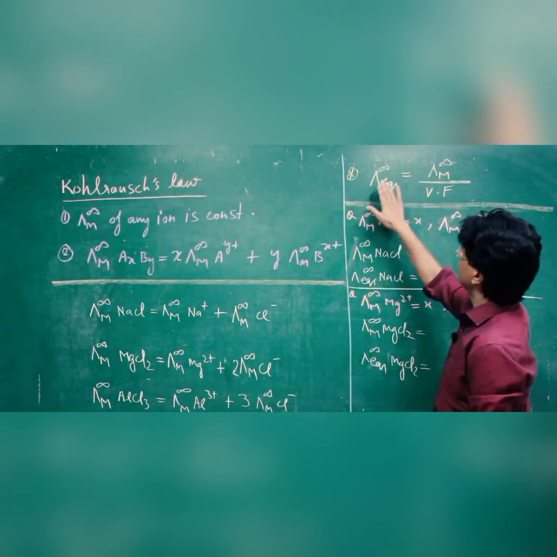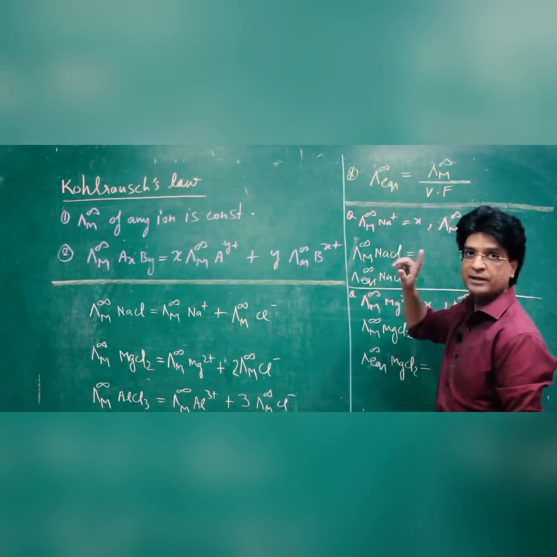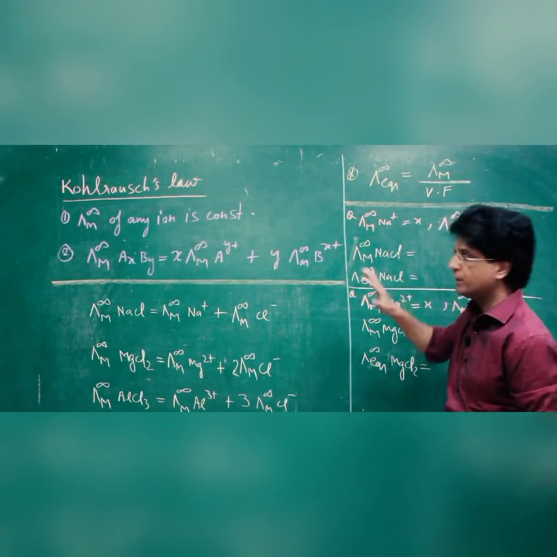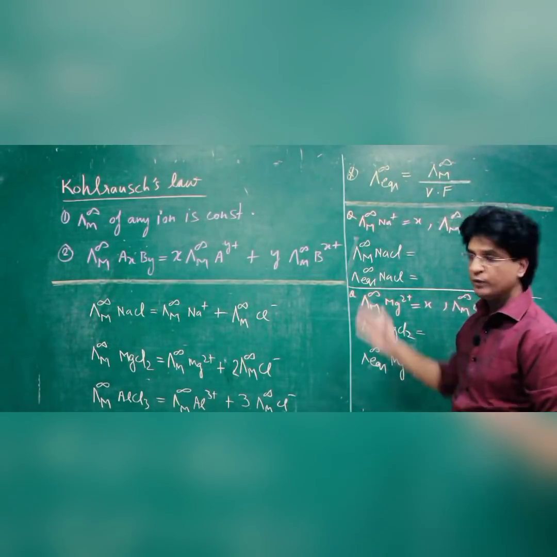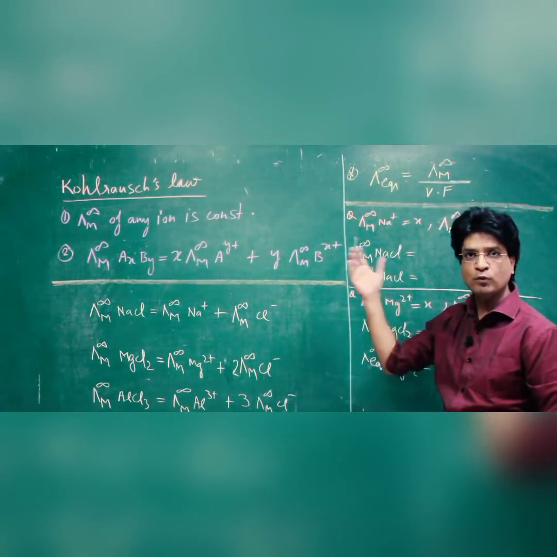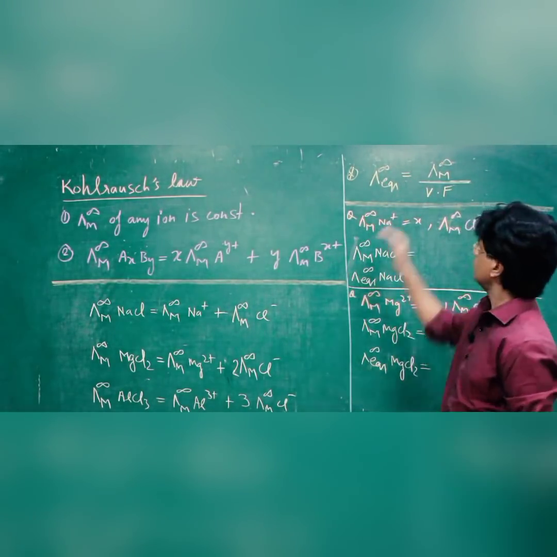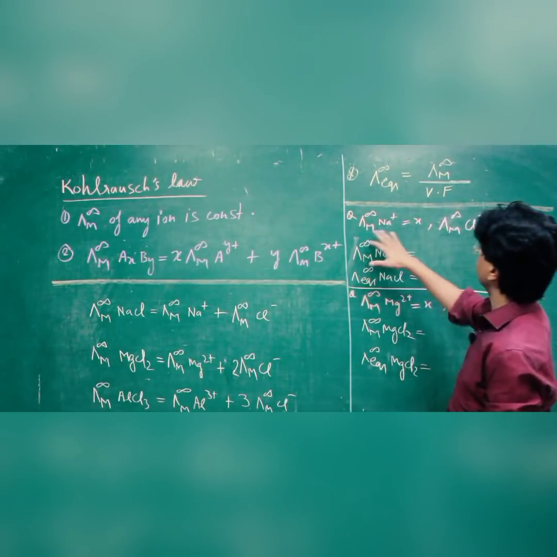Now come to this point. This is equivalent conductance. Equivalent conductance is equal to the molar conductance at infinite dilution divided by the valency factor. We all know that the number of equivalents is equal to what? The number of moles divided by the valency factor. Okay, so now let's see that.